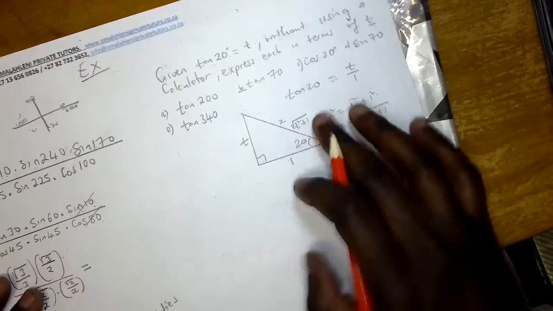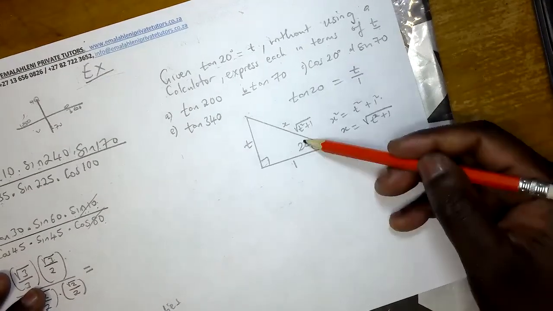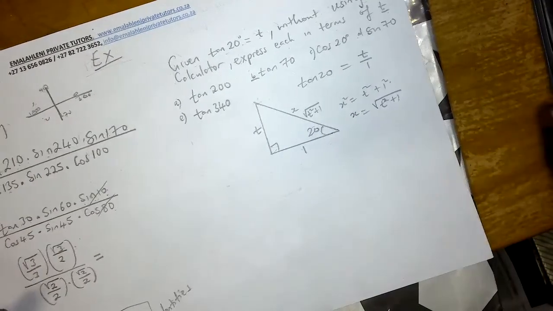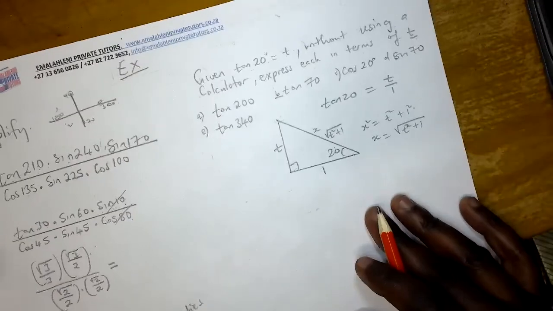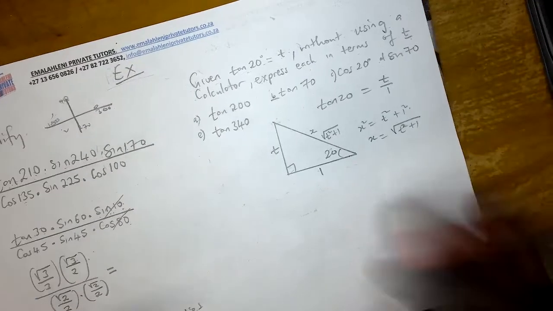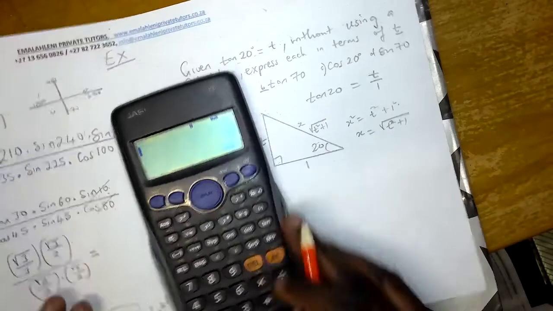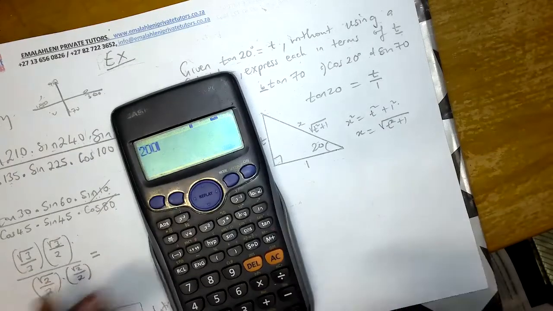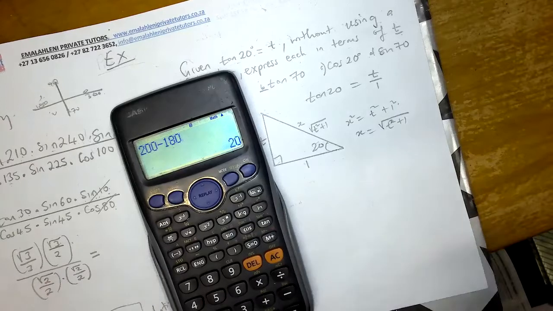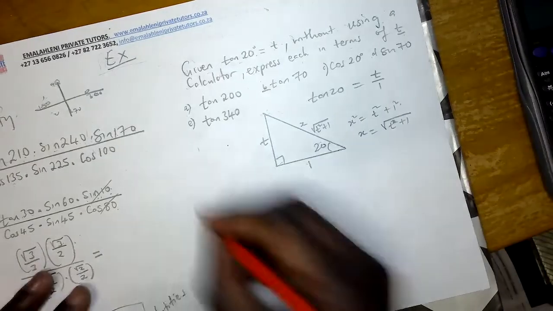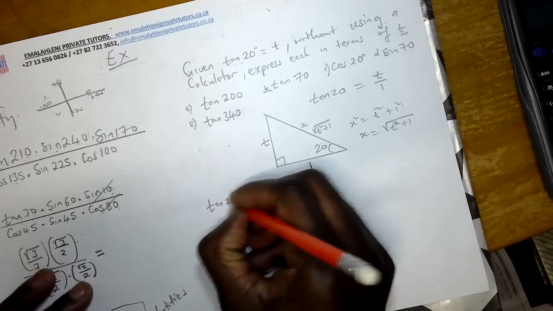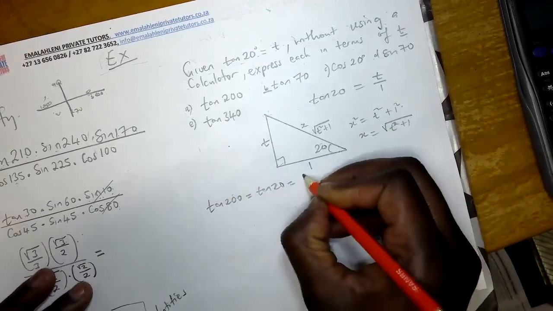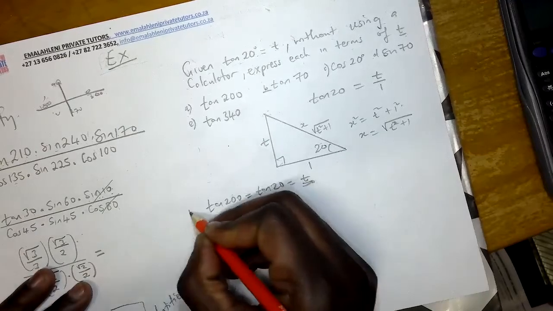Once we have all the sides, because we are doing this triangle to get all the sides, now we are going to look at tan 200. But what is tan 200 to us? Where is 200 lying? In the third quadrant. What do we do to get the angle in the third quadrant? We say 200 minus 180. What do we get? We get 20. So we know that they are equal. So tan 200 is going to be equal to tan 20, which is equal to t. So we are done with the first one.